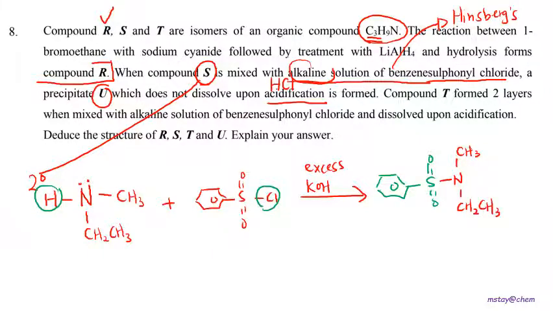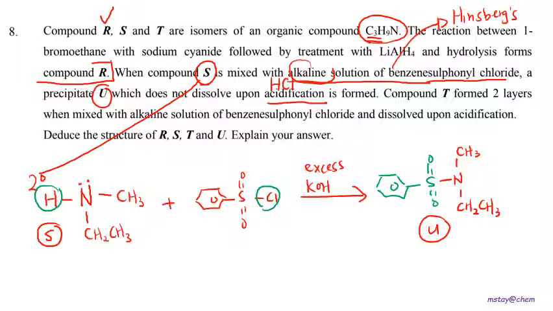Here there is no acidic hydrogen after the secondary amine reacts with the benzene sulfonyl chloride. So this is the precipitate U, and this is the structure for it. It does not dissolve upon acidification. So basically I think we have already finished this question. Okay, now we can proceed to compound T.